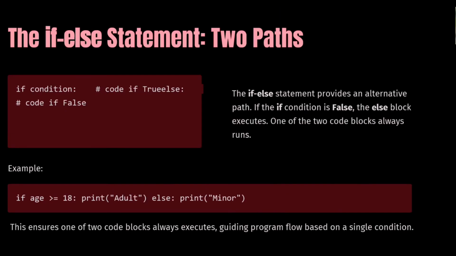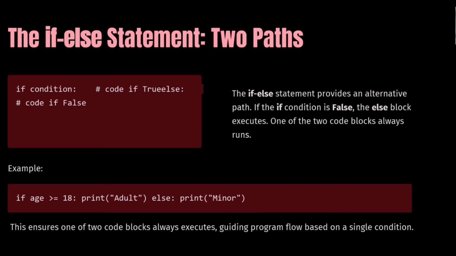The second type is the if-else statement. One part is for the condition, one is for printing the statement. If you have one condition and statements for both outcomes, you use the if-else statement. The if-else statement provides an alternative path. If the condition is false, the else block will be executed. One of the two code blocks always runs. This is the syntax: if the condition is true, it prints something, otherwise it goes to the else part.